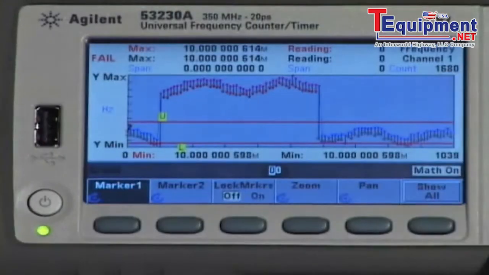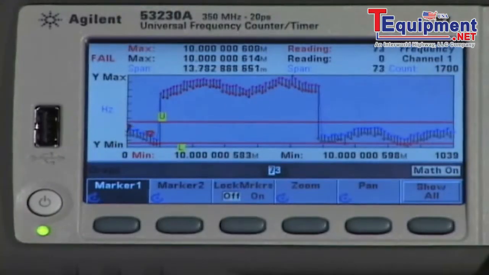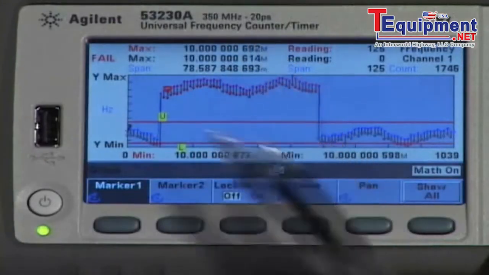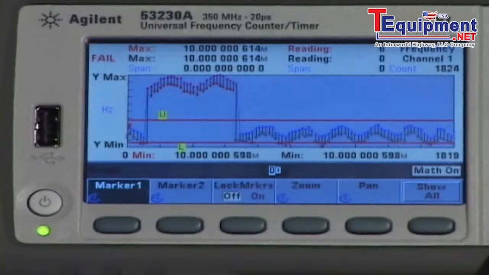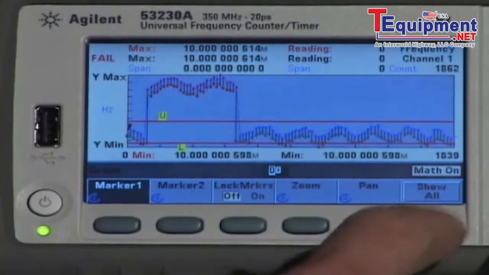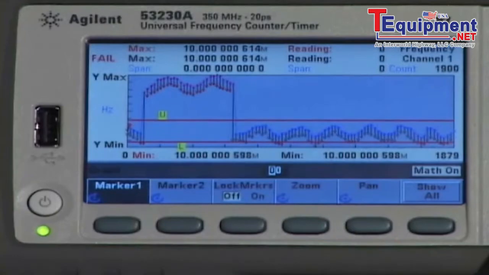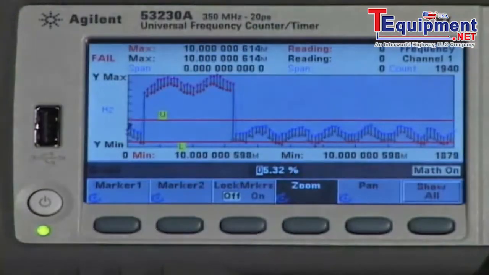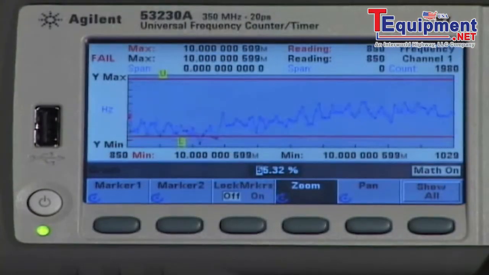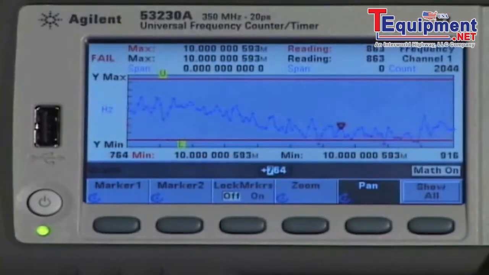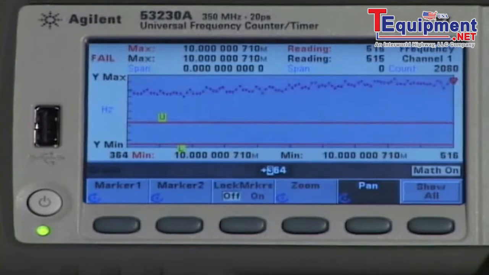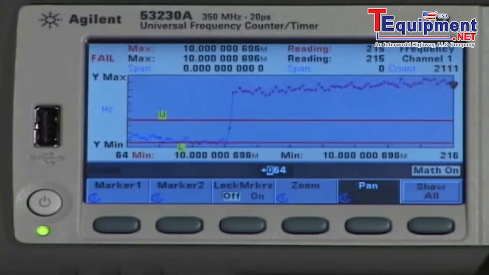So you can move the markers to find out approximately where that reading is, and then you can monitor the min and max on the screen. Or you can continue to press the Show All key, which will continue to add readings as they are taken. Using the zoom function, I can zoom back in, I can pan the signal, I can get right to the area of interest, and then I can analyze the signal further.